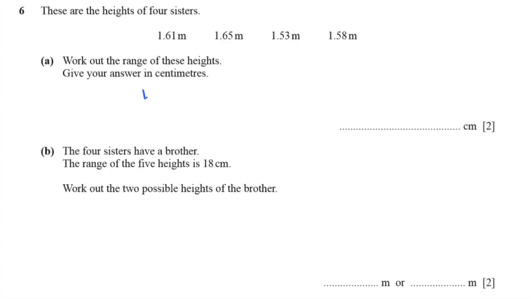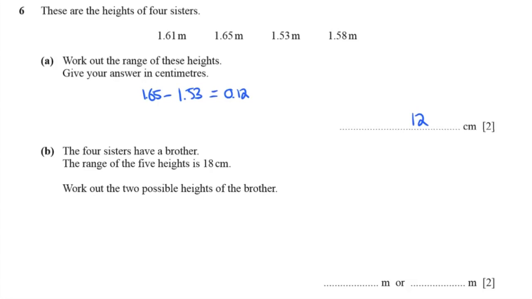So 1.65 minus 1.53. That's going to give us the range, which is 0.12. And we don't want it in meters. We need to convert that to centimeters. And so 0.12 meters is 12 centimeters.